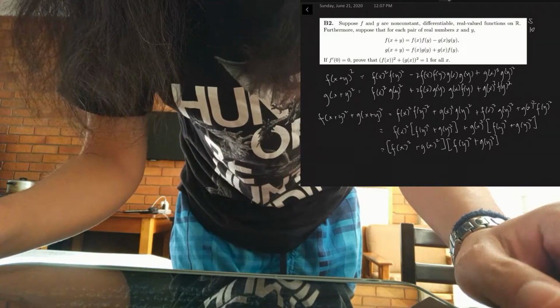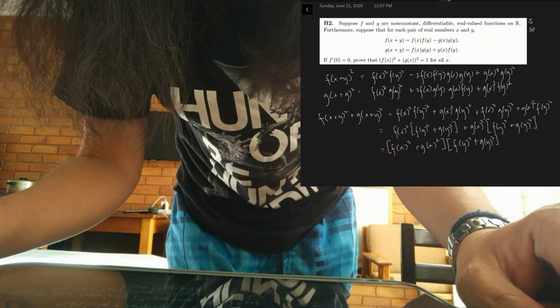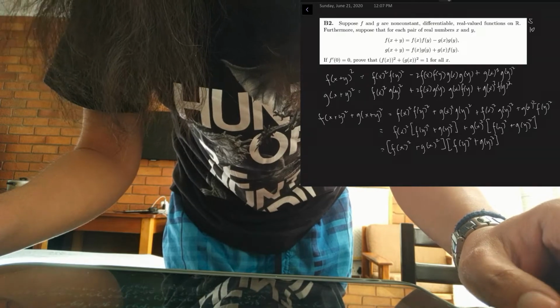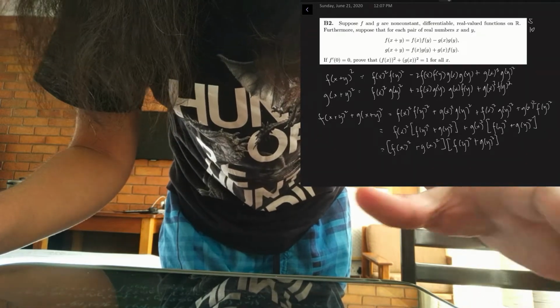Okay, so now I've extracted the sum of the square of both functions, and they're related when evaluated at x, at y, and then x plus y. But I think we also need to use the fact that the derivative evaluated at 0 is equal to 0.